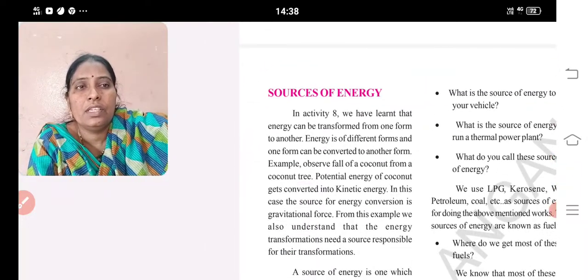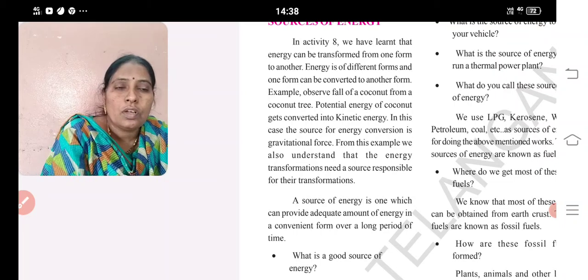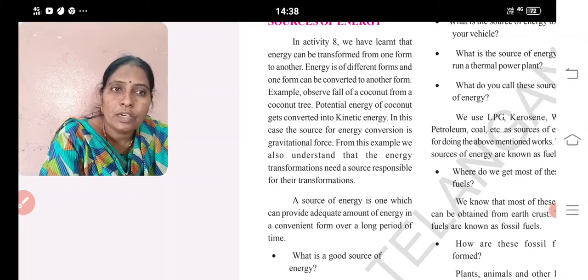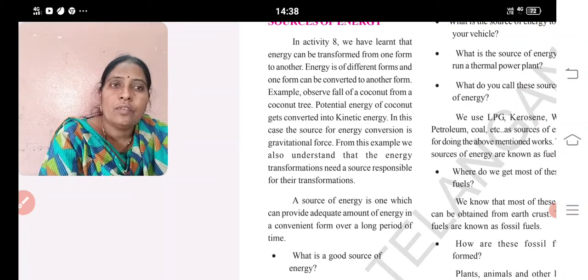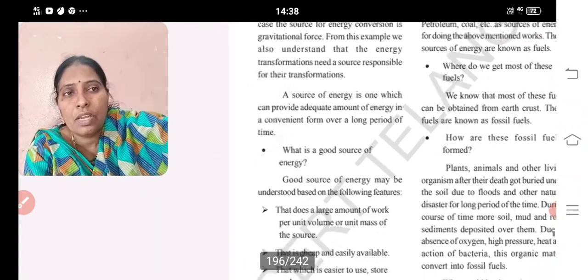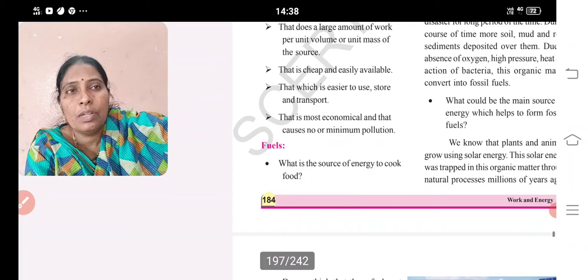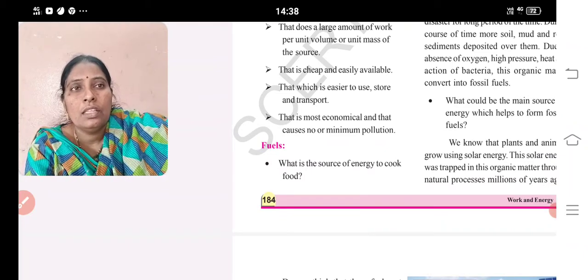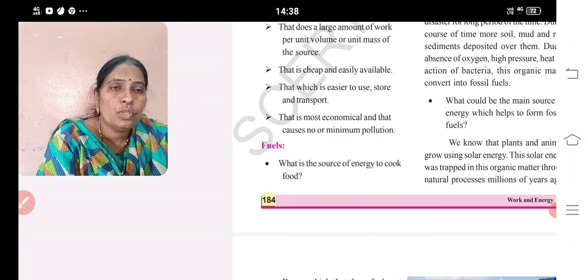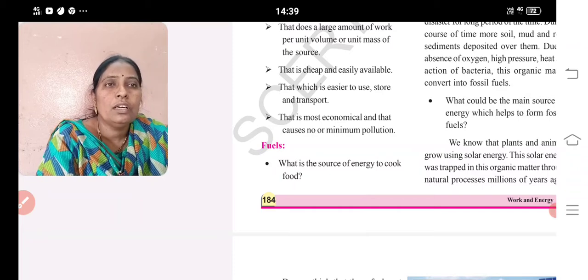Sources of energy. A good source of energy is one which provides an adequate amount of energy in a convenient form for a longer period of time. What is a good source of energy? We have renewable sources and non-renewable sources. It is easy to use, store and transport, cheap and easily available, and does a large amount of work per unit volume or unit mass of the source.